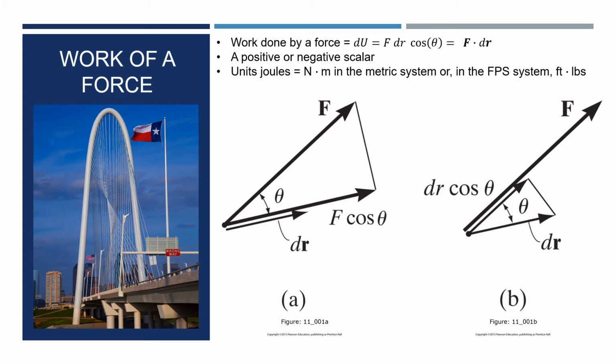So now we need to review something. Work of a force. Work done by a force. dU equals force times the displacement, or the dot product of force dot differential dr. It can be a positive or negative scalar. Units are newton-meters in the metric system, or joules. Foot-pounds in the second system. You can think of it as the projection of the force on the same axis as the displacement vector and multiply the two together. So the projection of the force is F cosine theta, or the projection of the displacement vector on the direction of the force, and multiply it by the force. You can think of it either way.